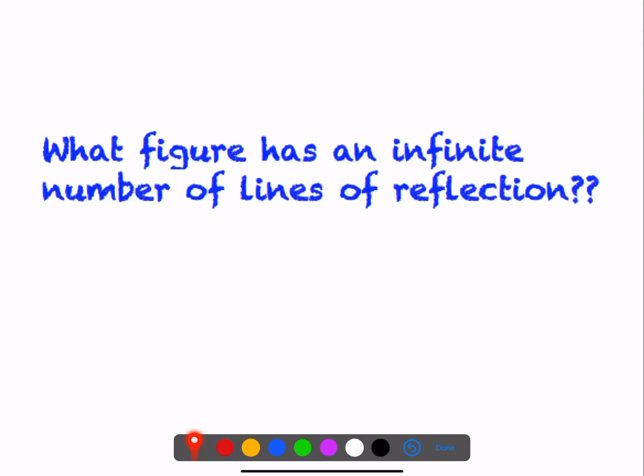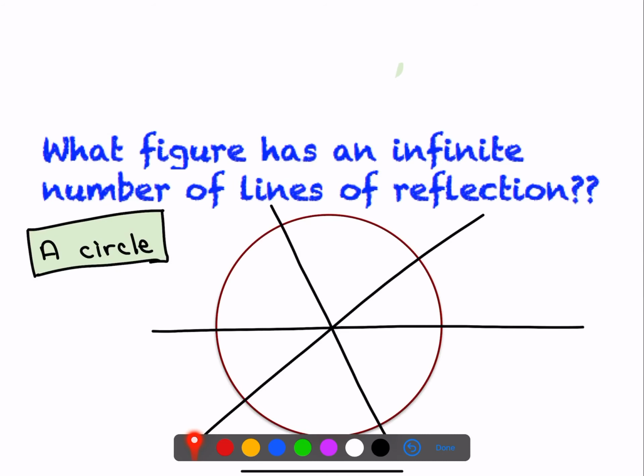All right, so think about this for a minute. Pause the video if you need to think for a minute. But what figure has an infinite number of lines of reflection, these lines of symmetry that we're dealing with? Which figure has that? Well, the figure that would have that is a circle. No matter what, this circle is going to have an infinite number of lines of symmetry, lines of reflection here.